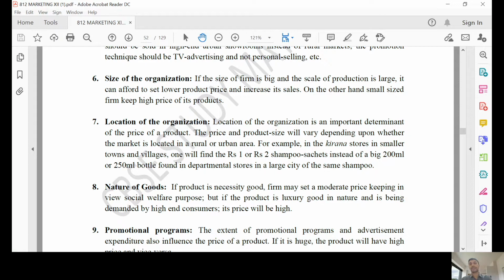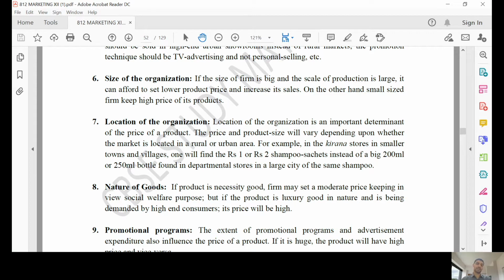In a rural area in India, you can find kirana stores, small grocery stores, which you can find in small towns and villages, where you can find a small sachet of shampoo of 1 rupee, 2 rupees and all. But if you go to cities, you will only find bottles of shampoo. So location is also important. If you are selling the product in a rural area, then you have to sell your product at a lesser price or sometimes at a lesser quantity, thereby helping the customer buy at a lesser price.